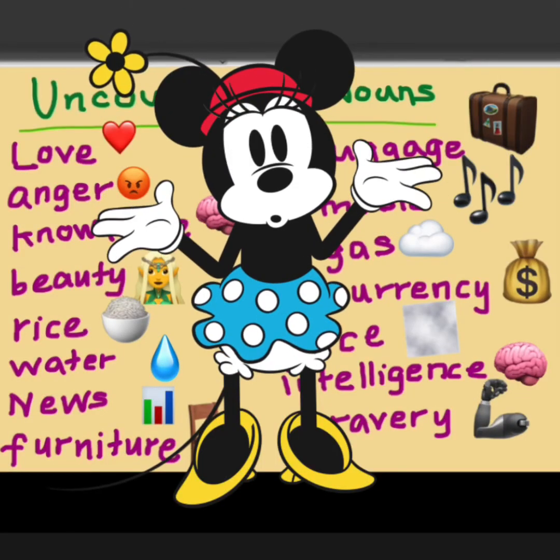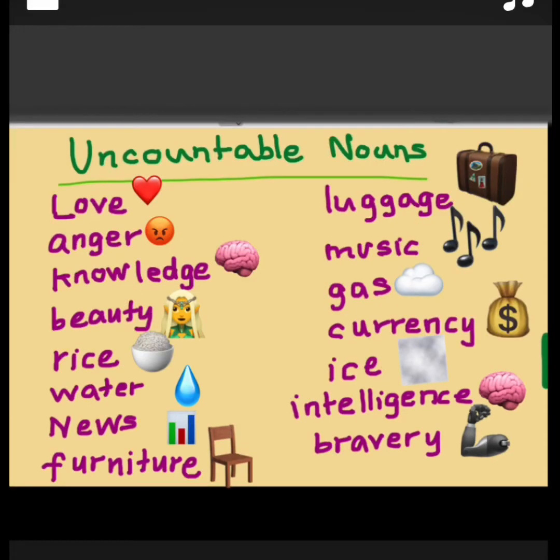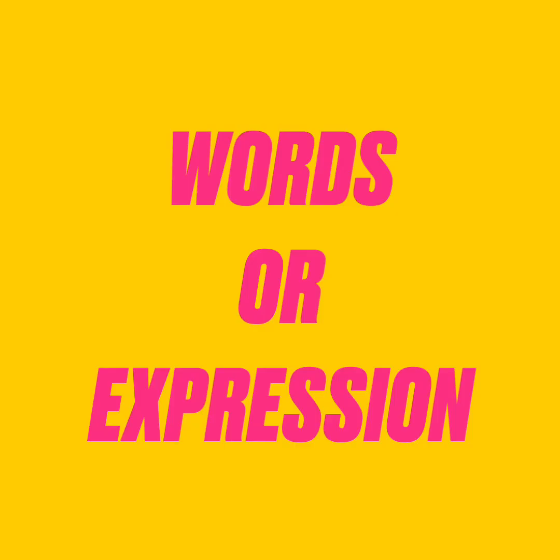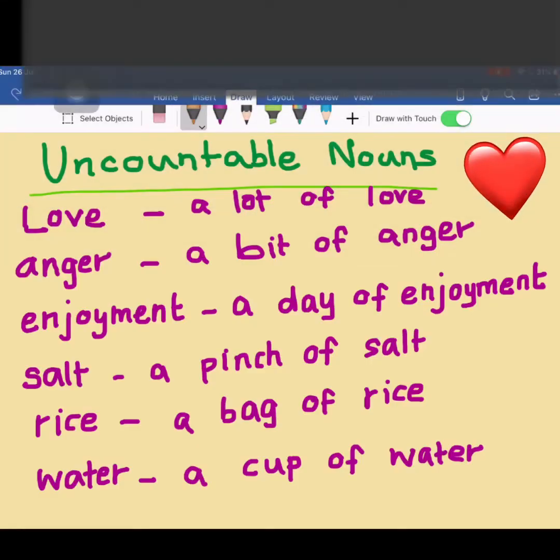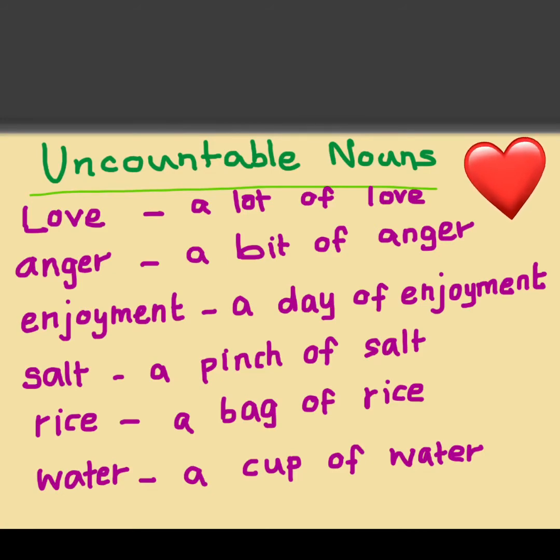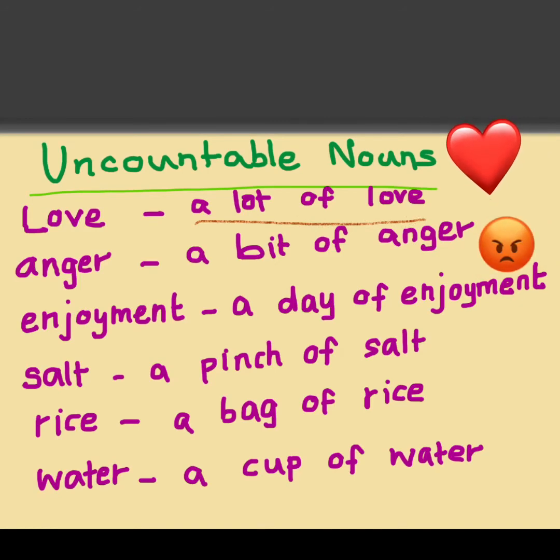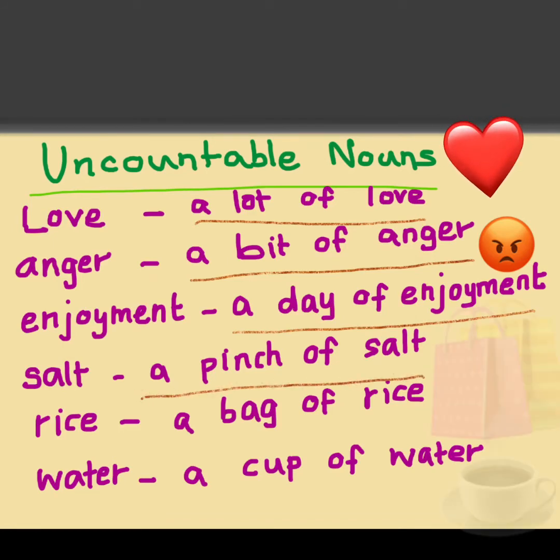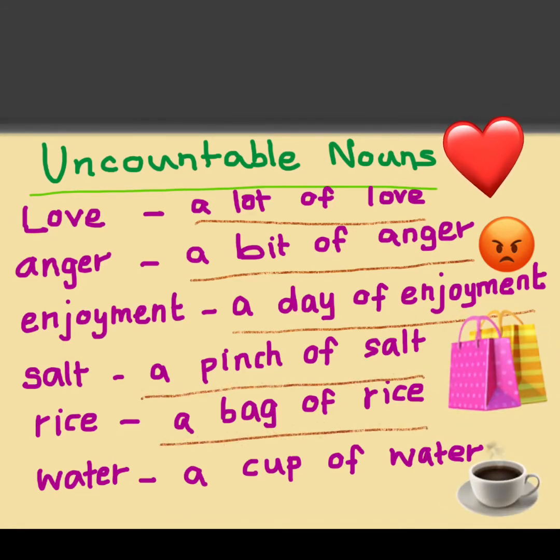But how do we measure these nouns? Good question, Minnie. We measure these nouns in the form of words or expressions. For example, for love, we say a lot of love. For anger, we say a bit of anger. Enjoyment, we express it as a day of enjoyment. Salt, a pinch of salt. Rice, a bag of rice. Water, a cup of water, and so on.